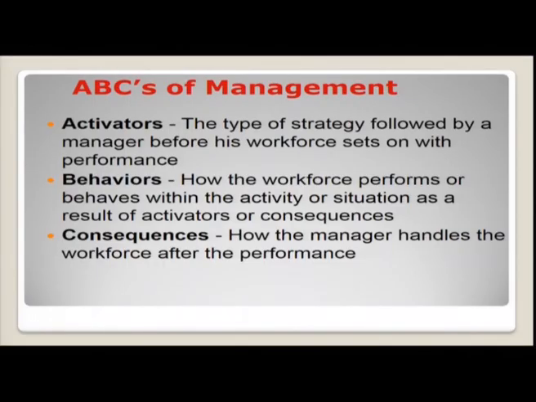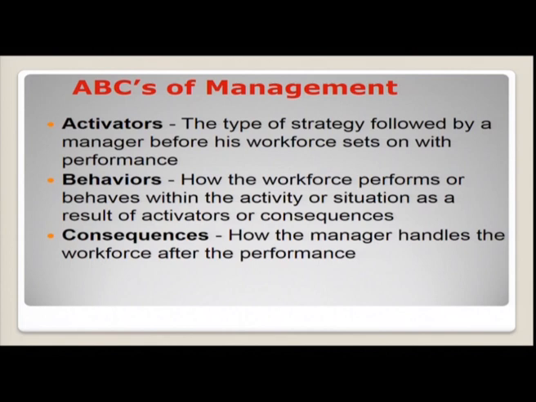So how people behave within the activity or situation as a result of activators or as a result of certain consequences. Then the C of management, A, B, C. We have seen A and B, now the C of management. C relates to consequences. How the manager handles the workforce for performance, how he gets better quality in the feature that he is going to deliver. So it is the responsibility of the manager to make a note of the ABC of management: activator, behavior and consequences.